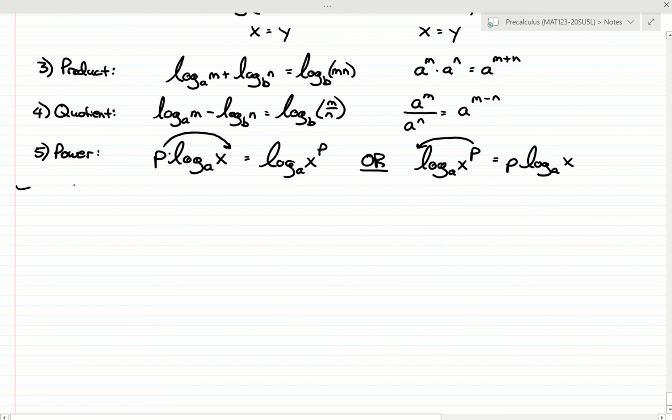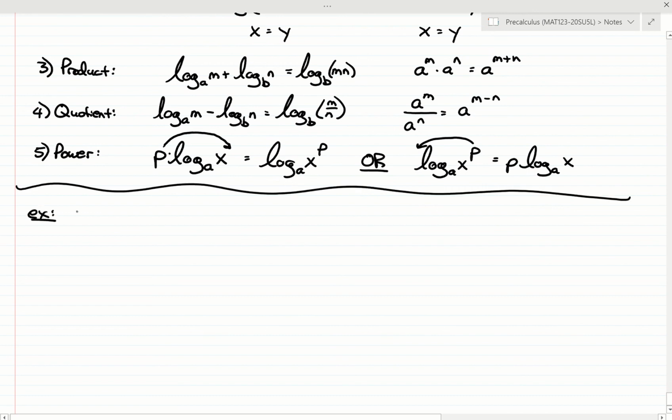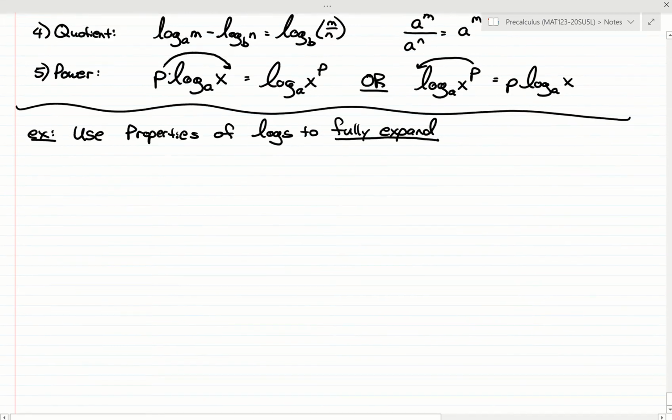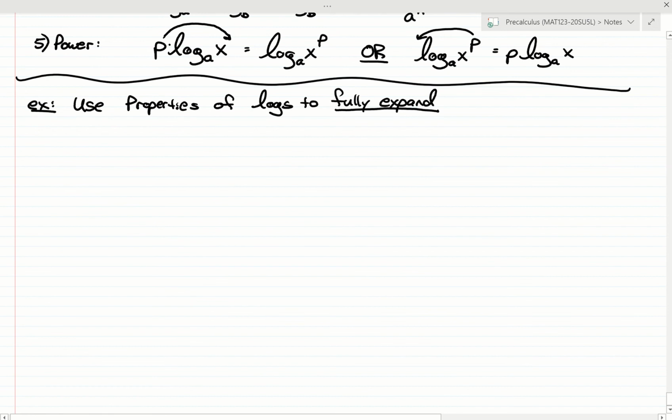So let's use some of these properties. Use properties of logs to fully expand. And I'll give you some examples. So we're looking to make this as long and drawn out as possible, just to practice using our properties.